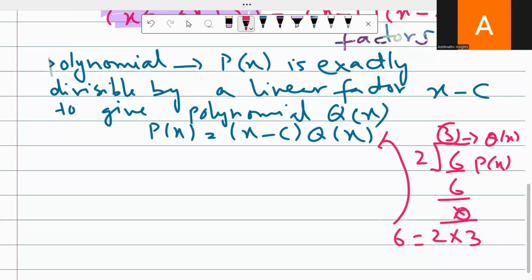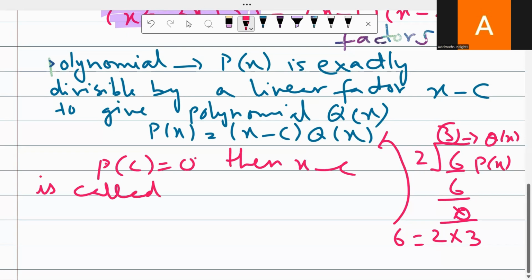So it states that for a polynomial p(x), if p(c) is 0, then x − c is called a factor of p(x), right?